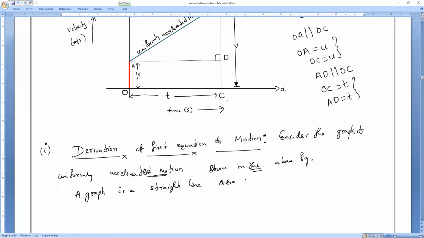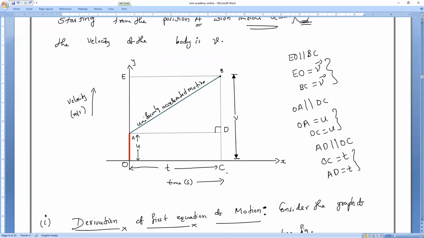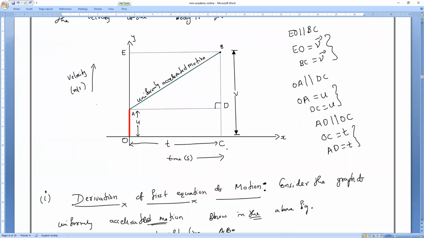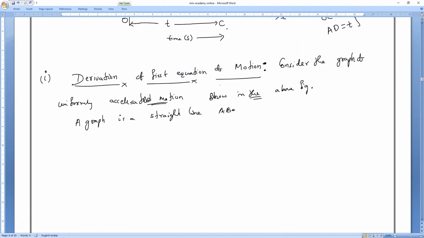Now, what is the first equation of motion? We know that the slope of the VT graph will give you what? Forget about this part, only see the upper part. The slope of the velocity time graph will give you what? Very, very bad. For the last 3-4 days we are studying the same thing. Acceleration, sir. That is what I am asking.